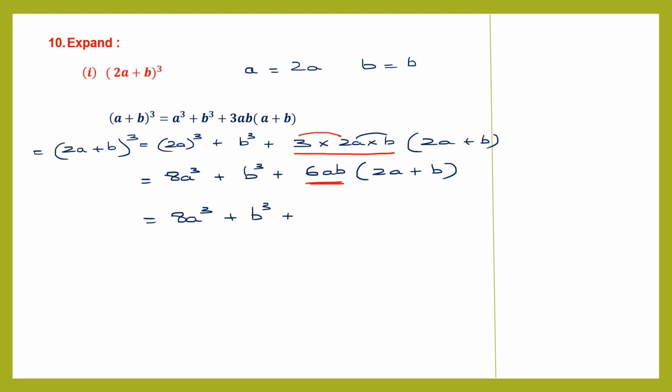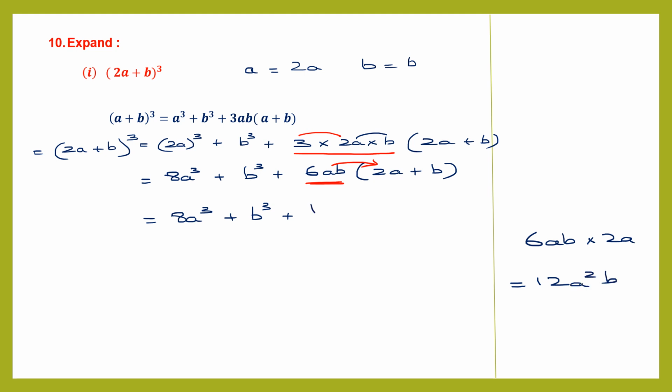So here we have 6ab and then here we have a bracket and no sign here. If there's a bracket and no sign, it's understood that it is multiplication, isn't it? So we have to multiply 6ab first into 2a and then 6ab into b. So let's multiply 6ab into 2a. Multiply the numbers. So here we have 6ab into 2a. When you multiply the numbers, 6 twos are 12. A into a is a square and b.